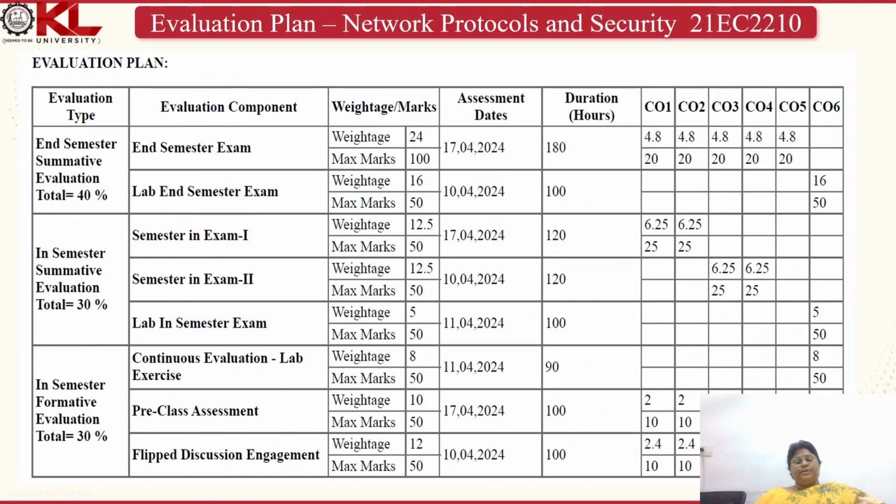And this is the evaluation plan. Your in-semester evaluation will be divided into two parts: in-semester summative evaluation and in-semester formative evaluation. In your formative evaluation, we have added a pre-class assessment and flipped discussion, carrying 10 and 12 marks respectively, and continuous evaluation lab carrying 8 marks. In summative evaluation, Sum 1 is 12.5 and Sum 2 is also 12.5, and the lab in-semester exam will be of 5 marks. As for the structure of the end semester exam, the end semester exam will be 24 and the lab end semester exam will carry 16 marks.